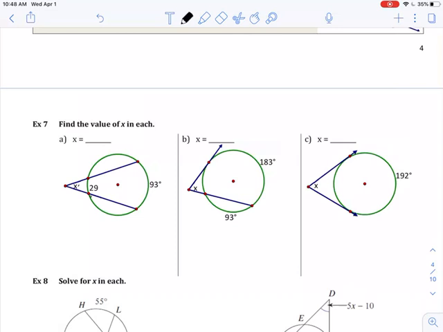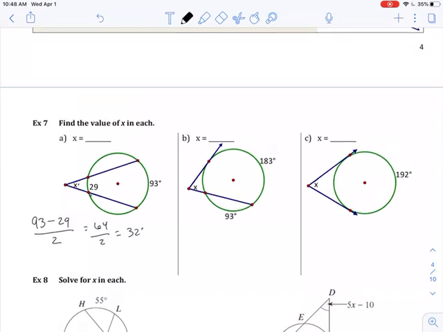This one's pretty straight ahead. I'm just going to subtract my 2. So 93 minus 29 divided by 2. That's going to give me 64 divided by 2, which is going to equal 32 degrees. All right, so x is 32 degrees.